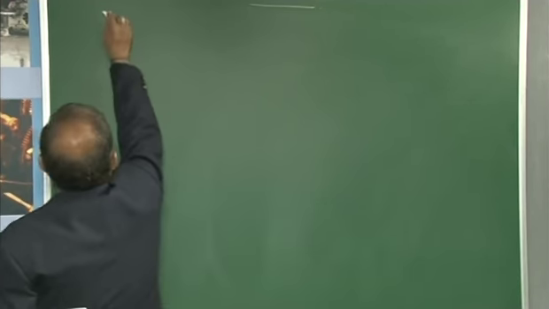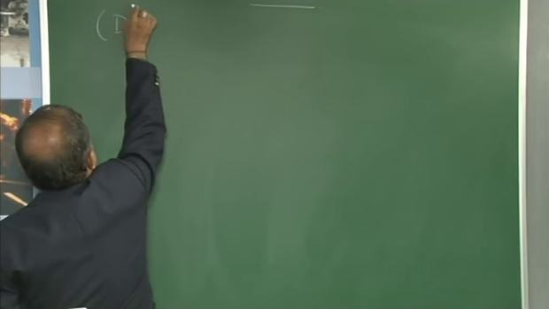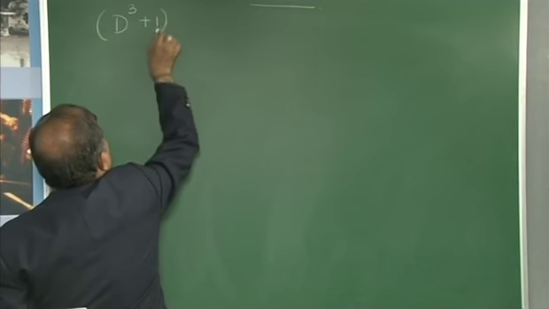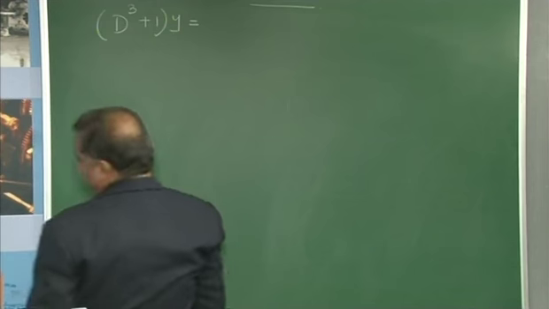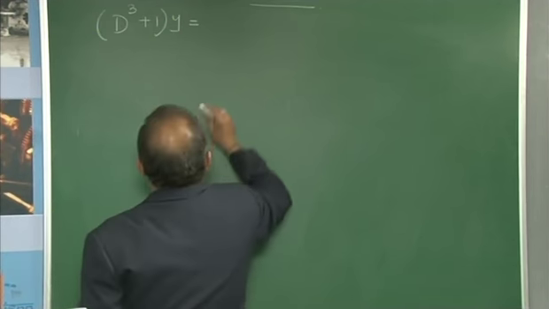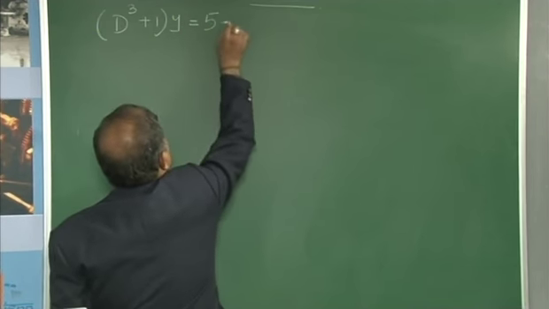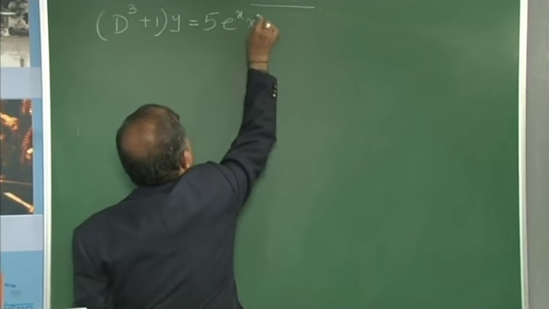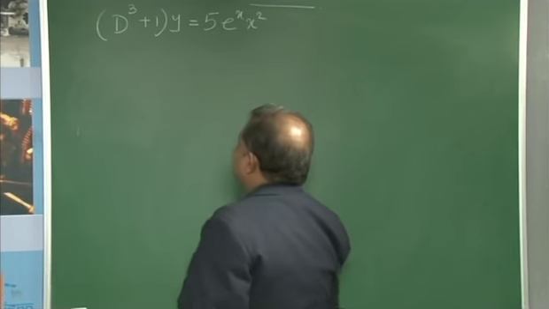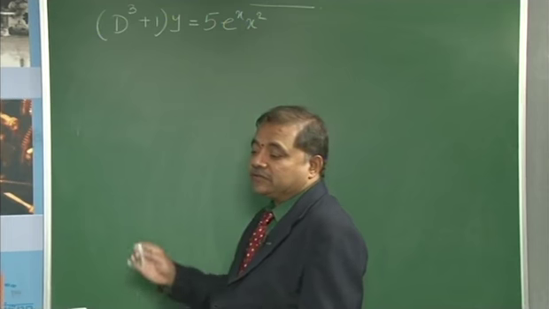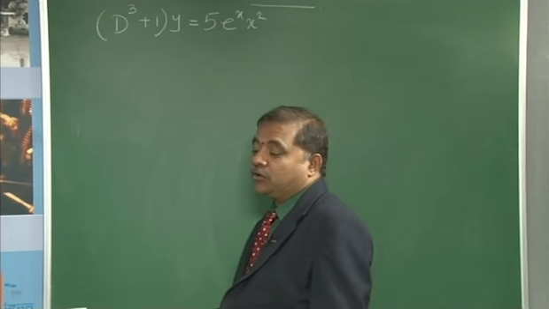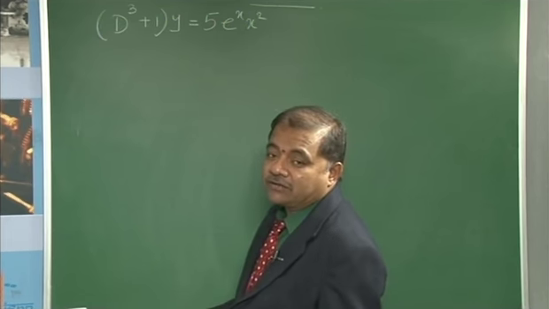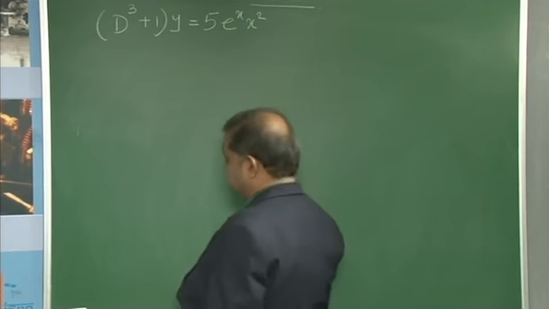I have taken a higher order equation here, D cube plus 1. Not only D square, you can have D cube also, D power 4, D power 5 also may occur. So, as an example, I am giving you the third order equation, (D cube plus 1) y is equal to 5 e power x, x square.